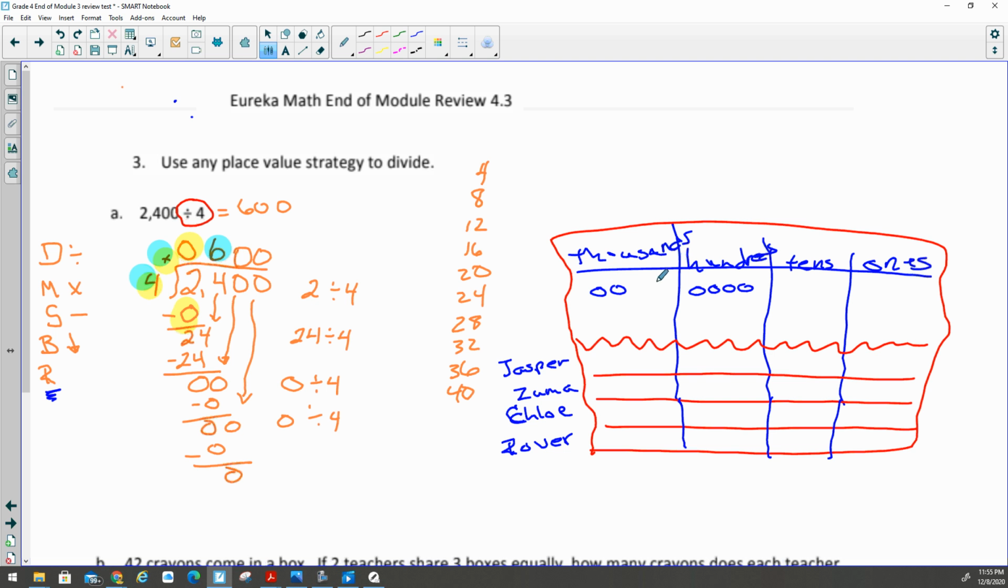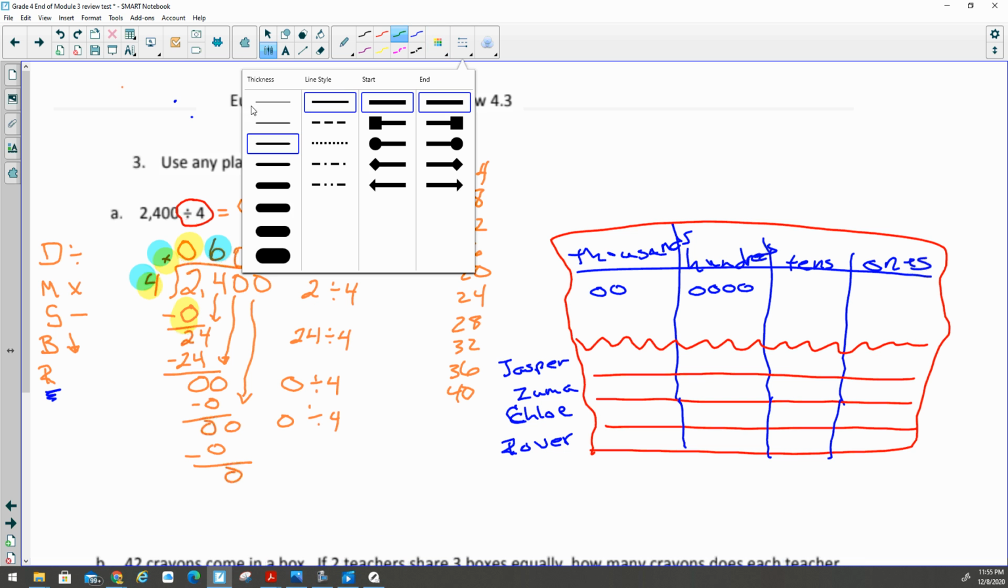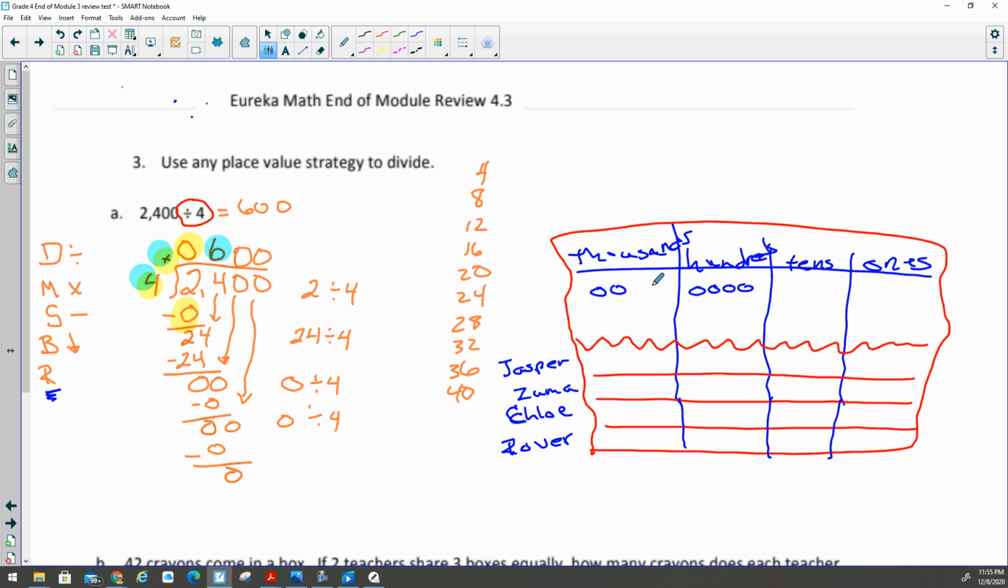Okay. So we start with our 2. And we go to put them in the boxes, and it doesn't work because if I took my 2, then Jasper would get 1 and Zuma would get 1, well, 1,000, and Chloe and Rover would get nothing. So that doesn't work. So I actually have to decompose those 2 and put them in the hundreds place.